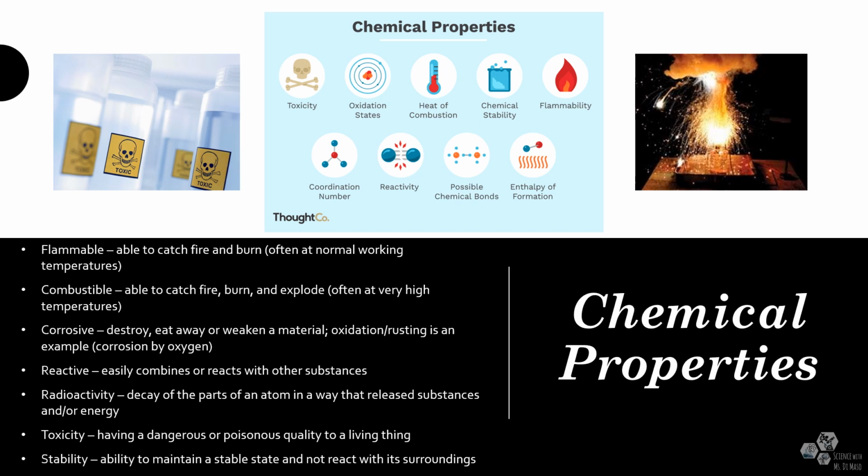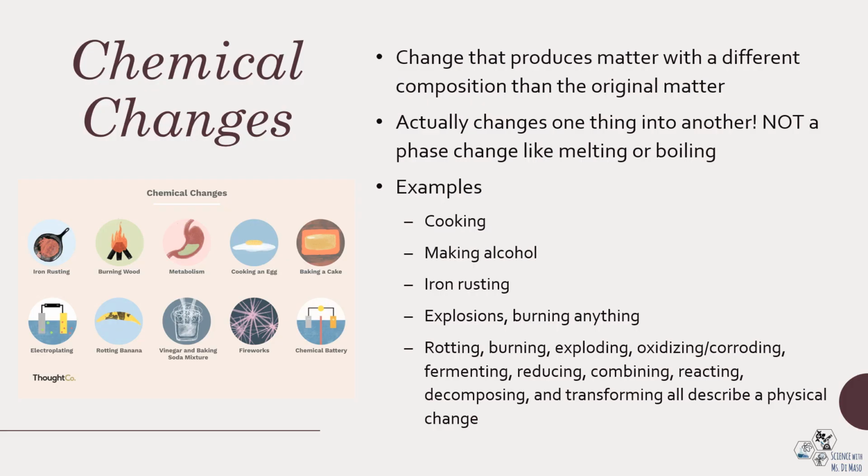Or something can be stable. It doesn't react with its surroundings. That in and of itself is a chemical property, the fact that it has a hard time interacting with other things chemically. So what are some examples of chemical changes?